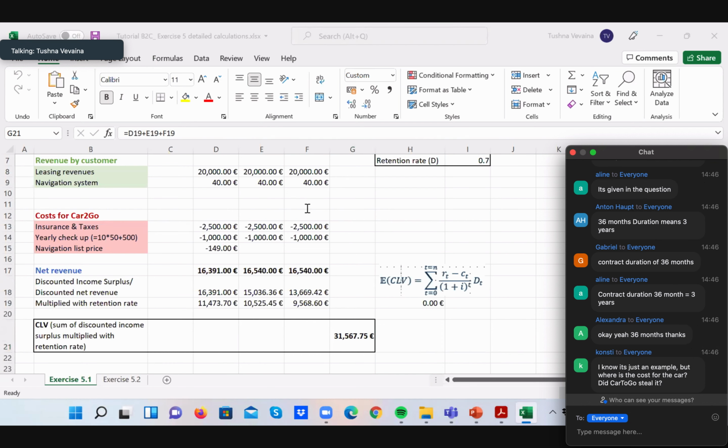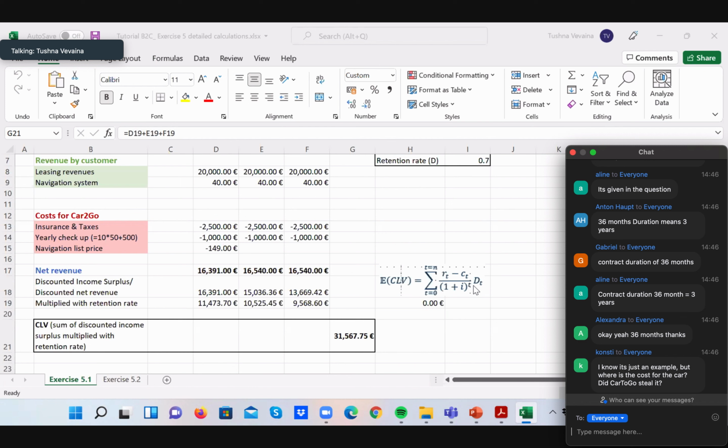Oh, it's given in the question. How can we know that it will stop in 3? Exactly, it's given in the question. So that's how you know it's a finite period of time, which is why you use this formula and you're not using your infinite. Don't make that mistake, because you won't get your full marks then.